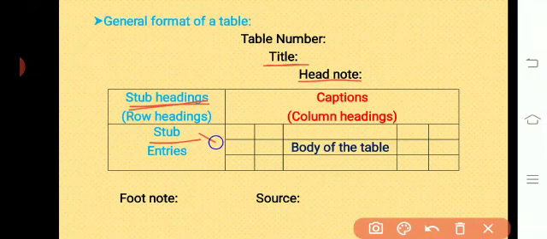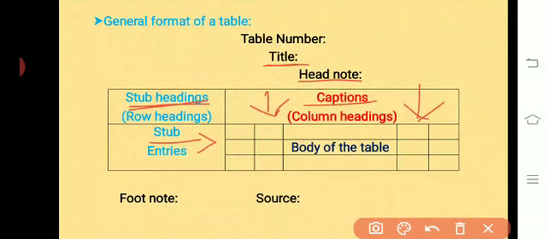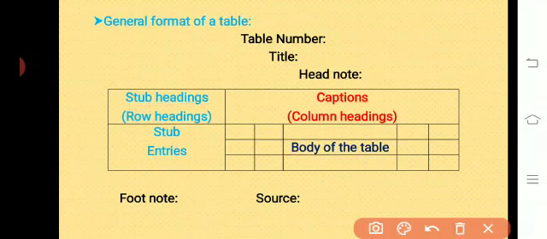These are the stub headings or row headings. Every row we have to write the headings. Then these are the captions or column headings. Then this is nothing but the body of the table, meaning numerical data we have to write in the body of the table.